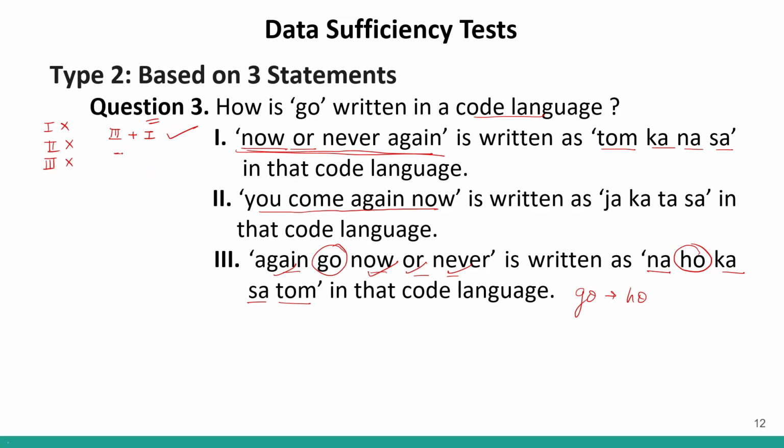So if I check the third with, let's say, 2. If I check the third plus 2, in the third statement we have again now or never. Over here we have again now, but you come is extra. So we do not know the code for you come. So now we will have 3 unknown words: you, come and Go, which we cannot find the answer to. Correct? So this is also not sufficient. So only statements 1 and 3 are sufficient together to find the answer.